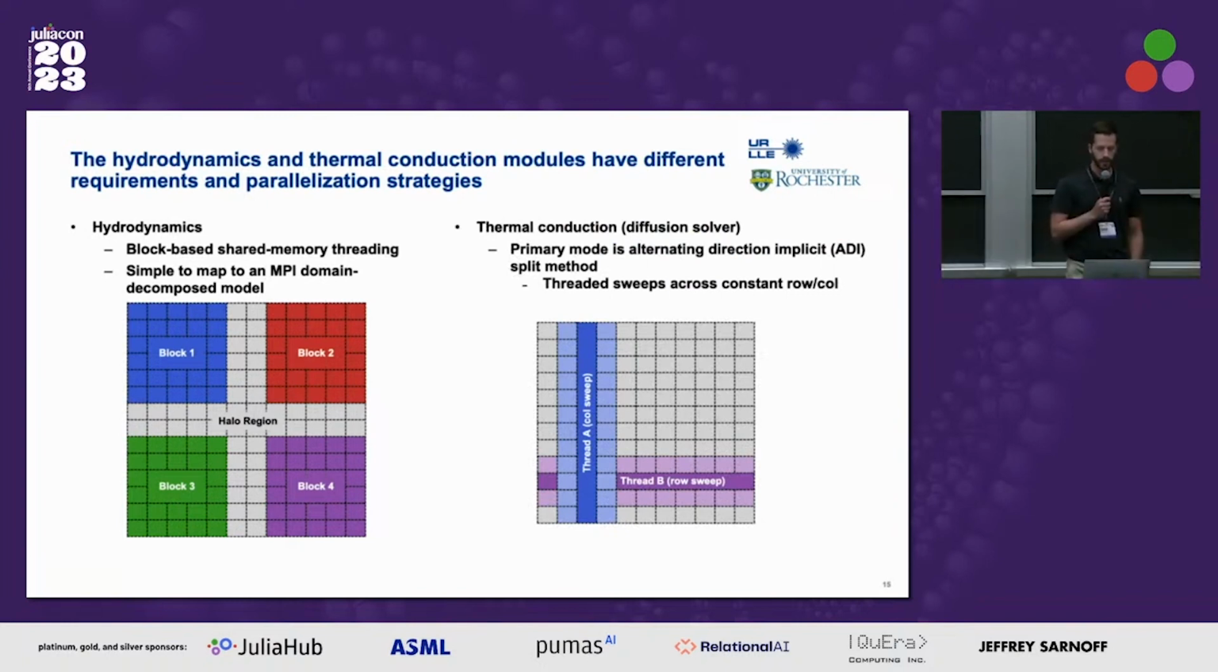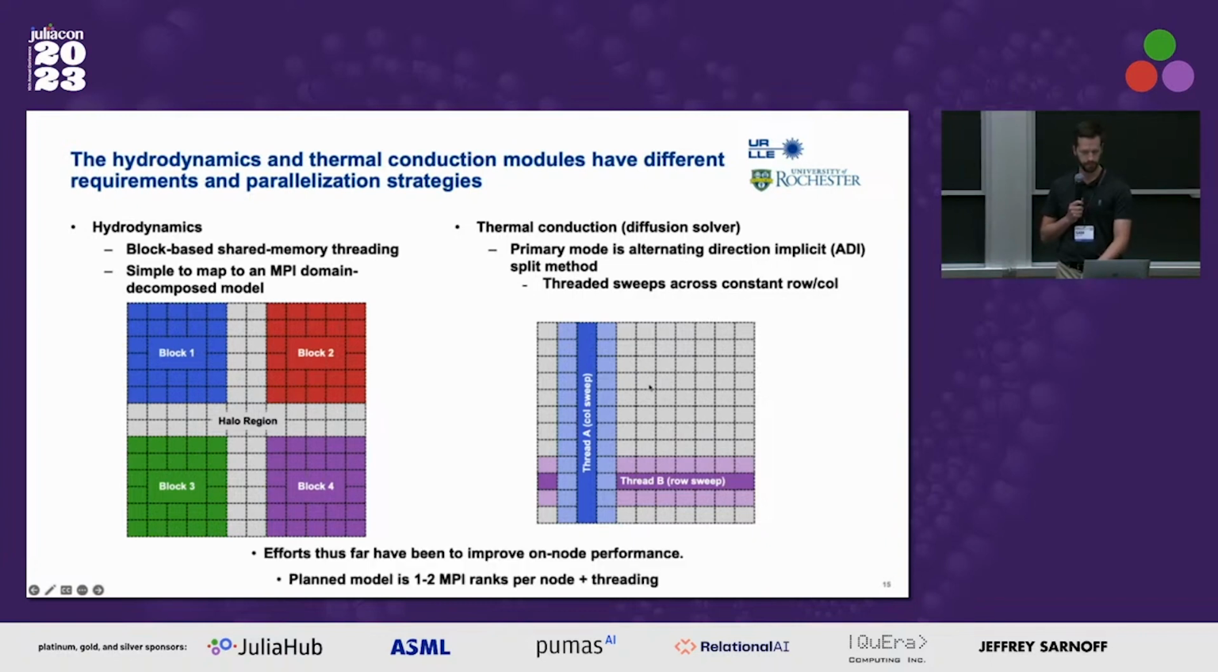For the thermal conduction solver, this is a diffusion approach. The primary mode is an alternating direction implicit split method. So here we do threaded sweeps across. First you do across column, and then you do row, and you can switch back and forth between what order you're doing it. And so here we are just solving a tri-diagonal system of equations for each row and column, and you can thread across that. Efforts so far have been to improve on-node performance, but the plan is to use 1 or 2 MPI ranks per node and then do threading from there on.